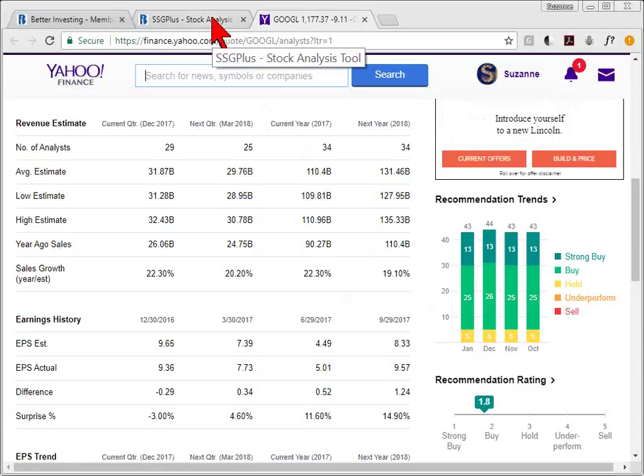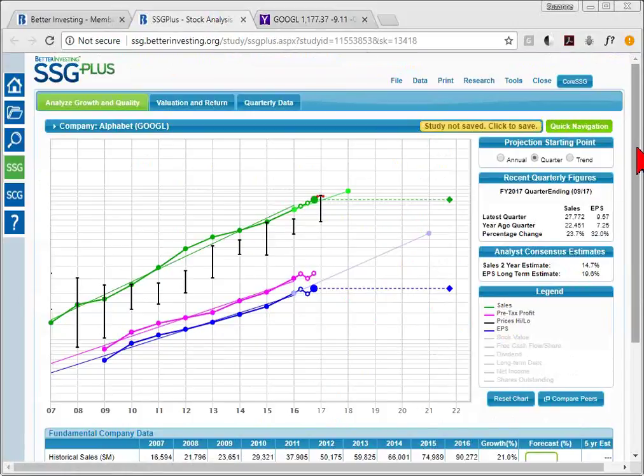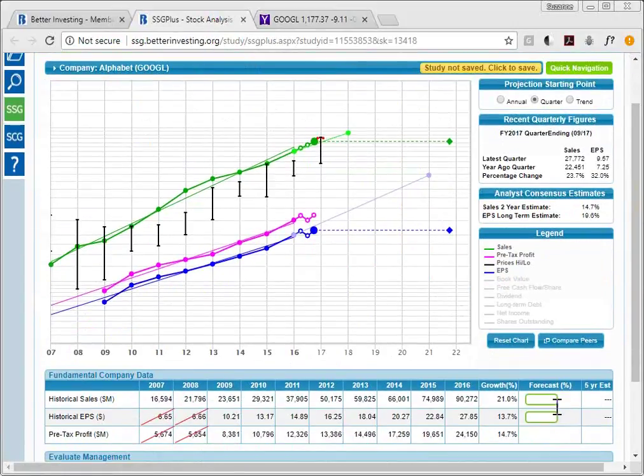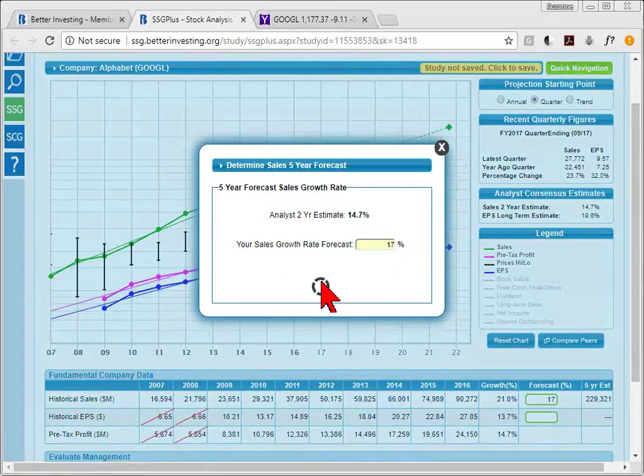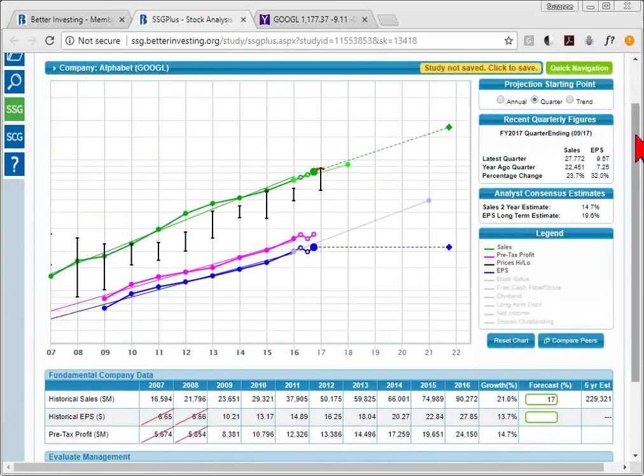So I'm going to enter a number. You don't have to agree with me. You'll find this in your own club as well. You can mentally sit there and say, I don't agree with her. I would be higher or I would be lower. I'm going to put in the number 17% and move on. Our next step is to forecast earnings.